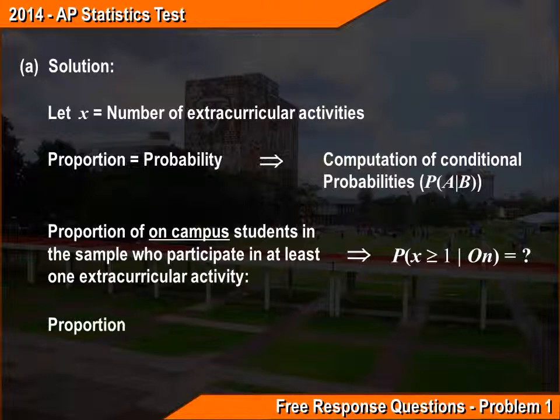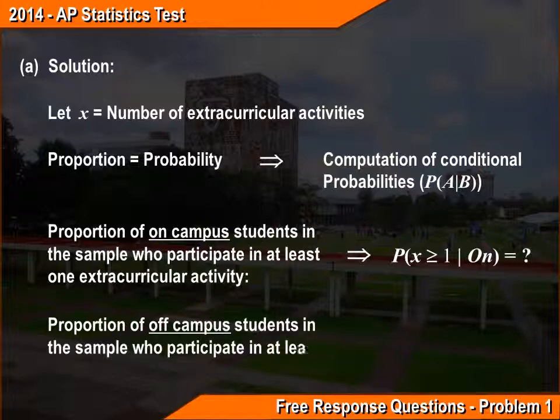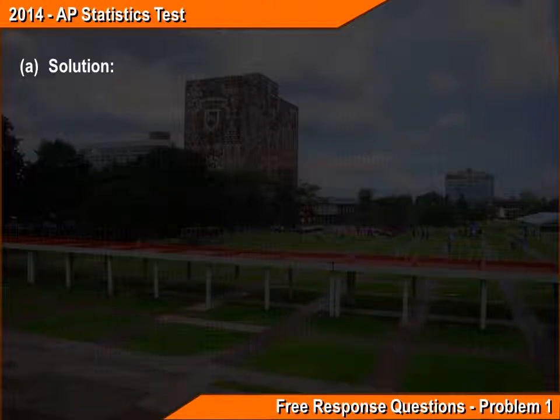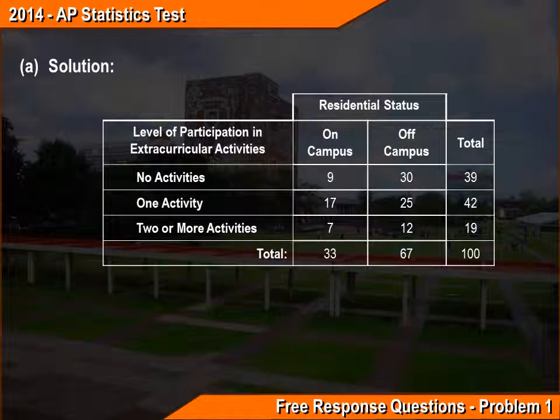The proportion of off-campus students in the sample who participate in at least one extracurricular activity is going to be the conditional probability of the variable x more than or equal to 1 given that the students live off campus. To calculate the conditional probabilities from the frequency table, we have to focus on the corresponding on-campus and off-campus columns.